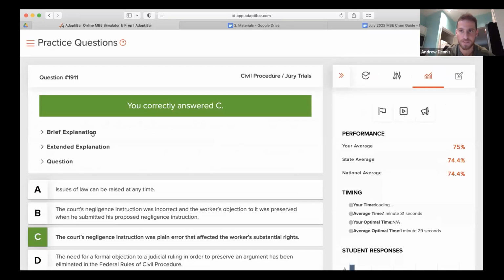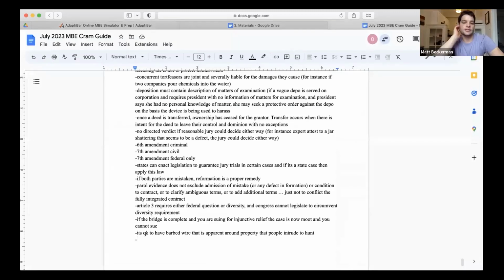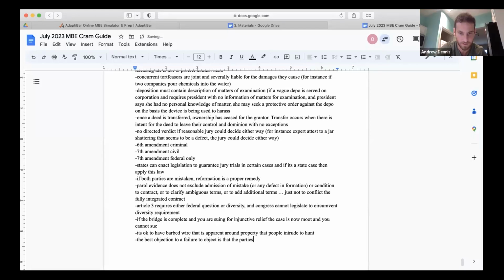Exactly. And Gabby, we did this question in class too. The best objection to incorrect jury errors is that it affected your substantial rights, right? That's if you fail to object. The standard is higher if you're saying it was plain error than if you're just saying the judge abused his discretion. But in order to do that, you have to raise the objection at the time. The parties' substantial rights were plainly affected.